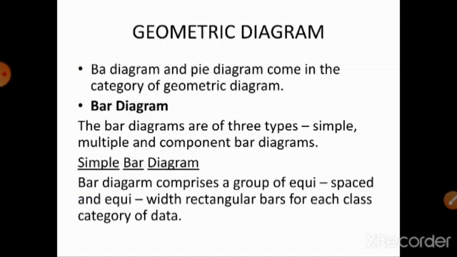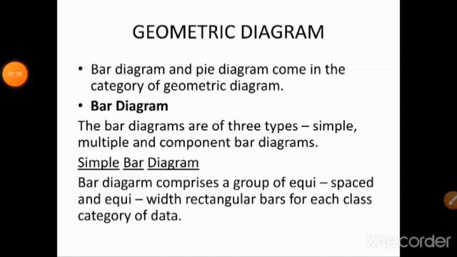Okay. The next one is geometric diagrams, that is the diagrammatic presentation. In geometric diagrams, the bar diagram and pie diagram come in this category. So what is a bar diagram? A bar diagram mostly consists of rectangular shapes. The bar diagram consists of three types: simple bar diagram, multiple bar diagram, and component bar diagram.